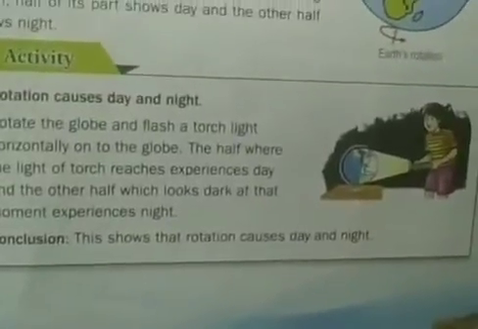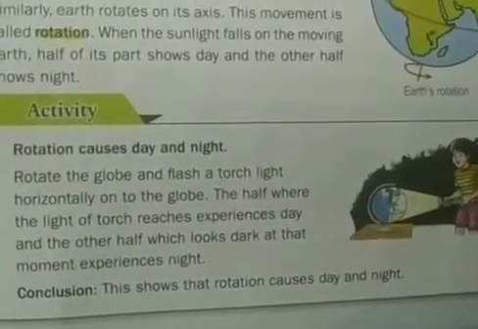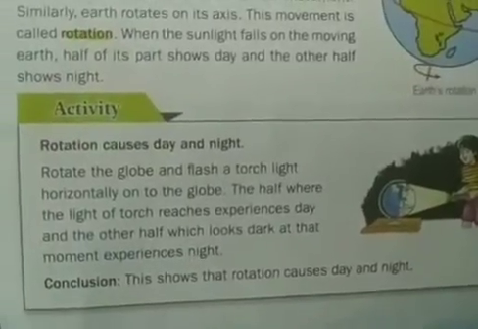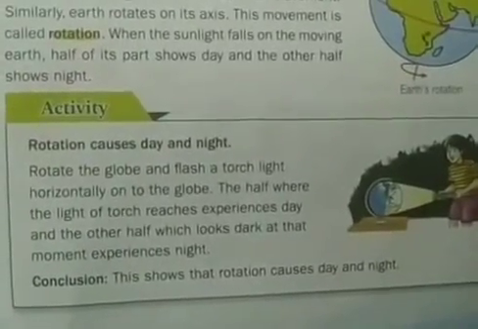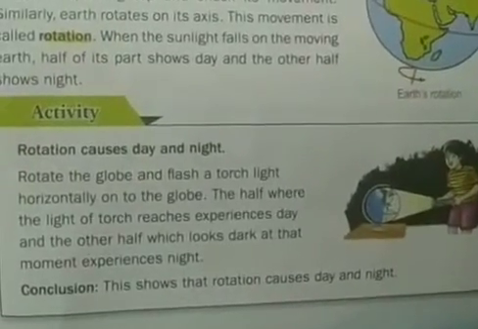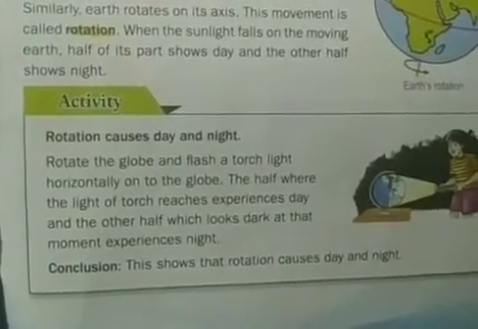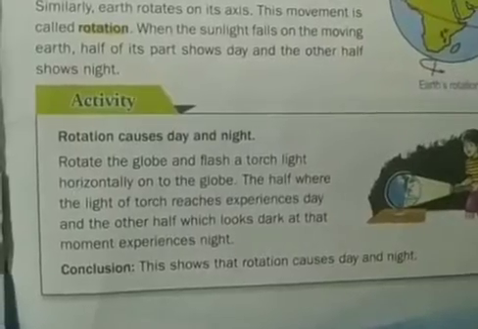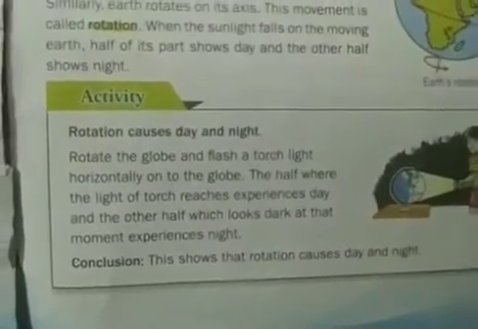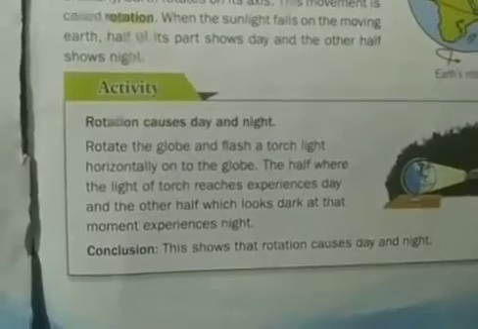So, this activity, you can do at your home. You just take one globe, if you have a globe in your home, and flash a torchlight on it. Okay, so you will see that only one portion of the globe is getting light of the torch, and that side is brighter. Like this, our earth also gets light from the sun, and that portion we call day.